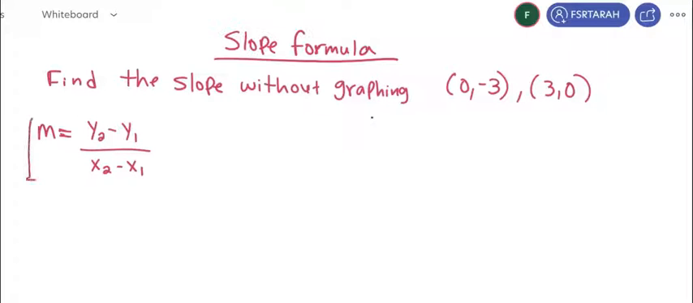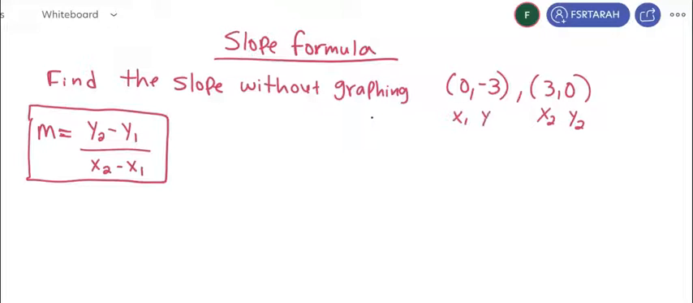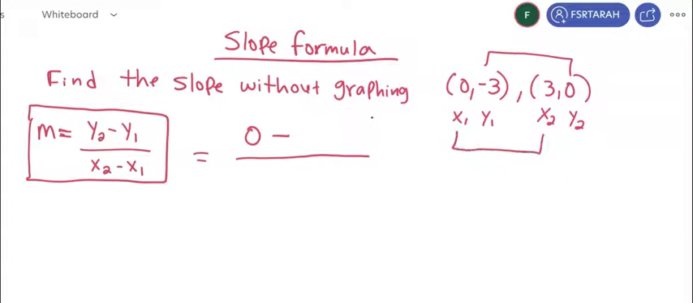You're going to use the slope formula here, which is m is equal to y2 minus y1 over x2 minus x1. So I'm going to put this here: x2, y2, x1, y1. Okay? So then I'm going to put this on top here. The y2 will be 0 minus 3. So these come together and these come together like that.